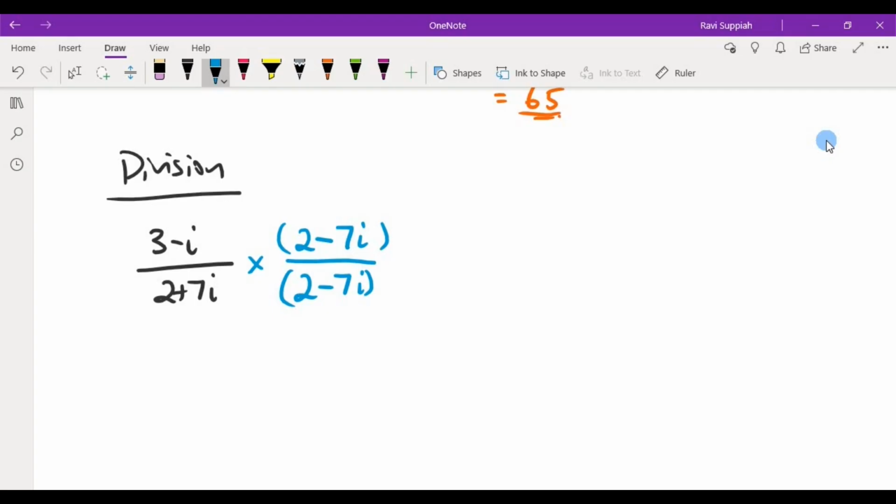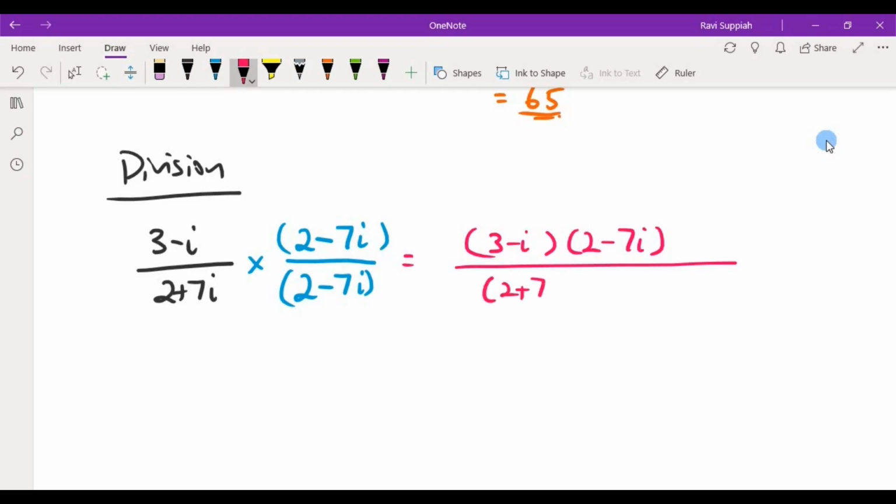So nothing changes, but as a result of this operation, the denominator is the multiplication of a complex number with its conjugate, which means that after I complete this operation, the denominator will only have a real part to it without the imaginary part. So let's see that and understand how this works. I'm going to write it as a single fraction: 3 minus i, 2 minus 7i, over 2 plus 7i, and 2 minus 7i.